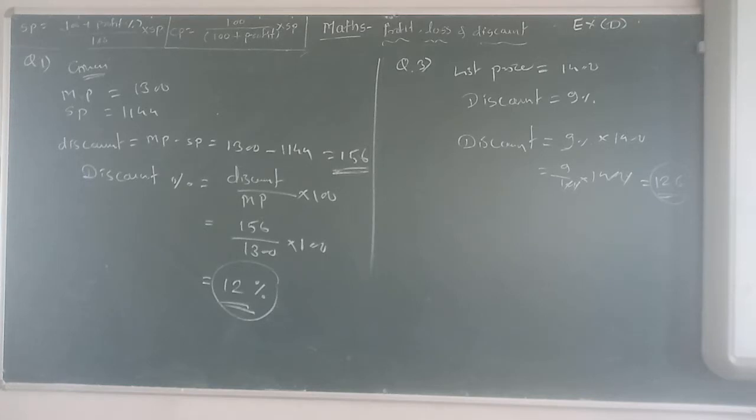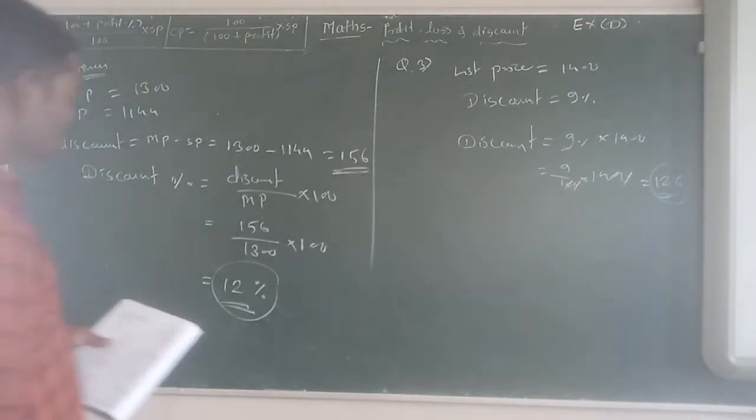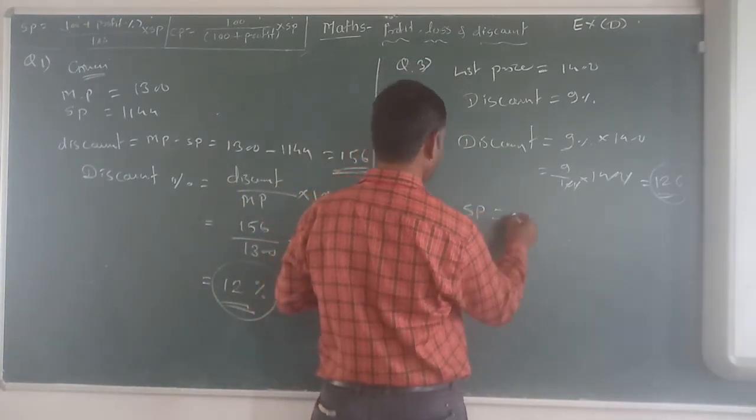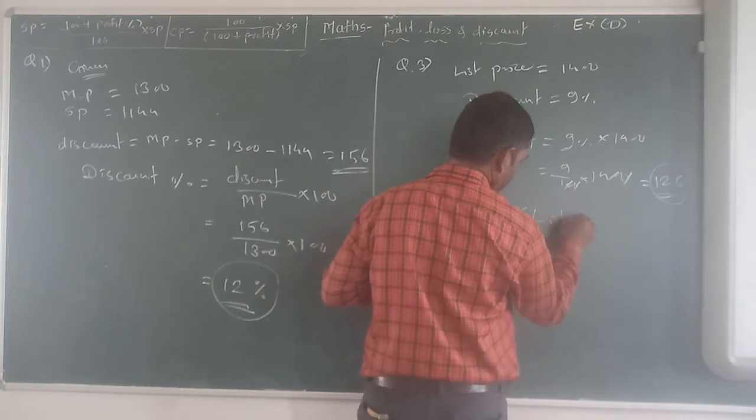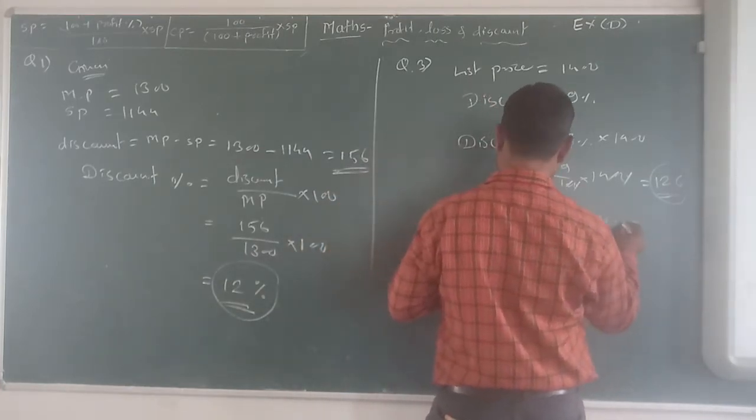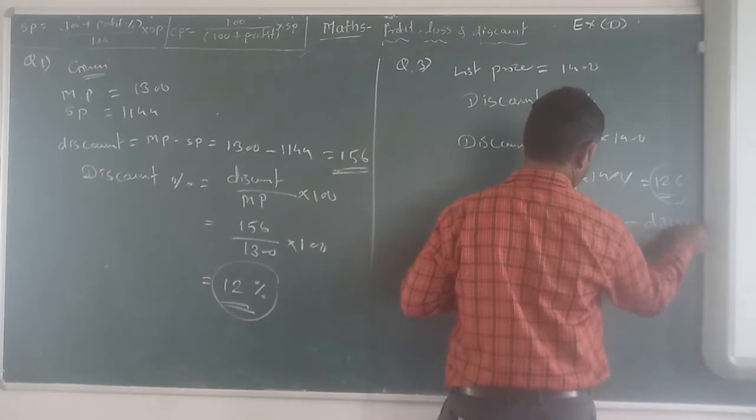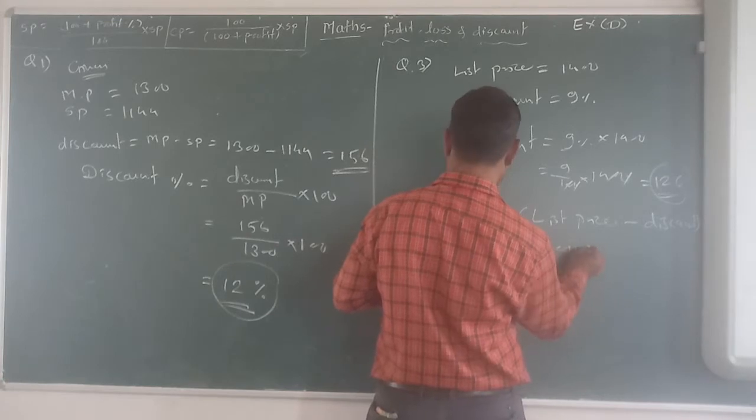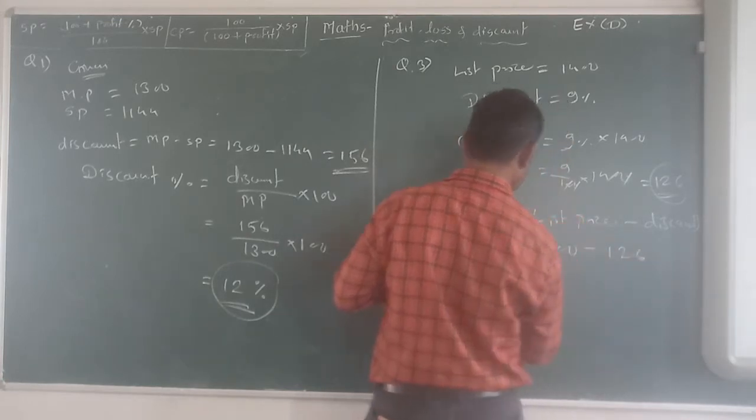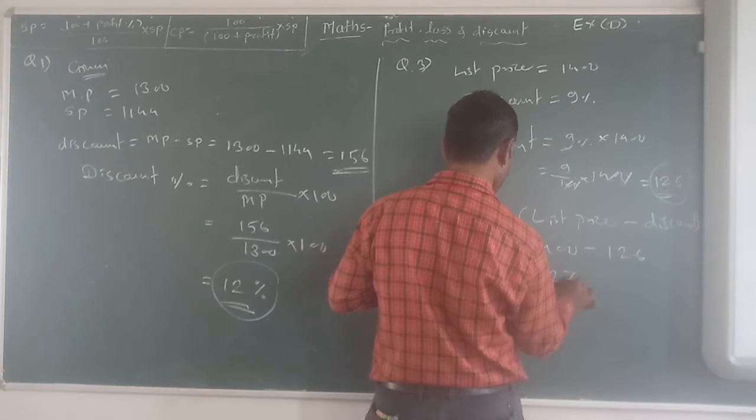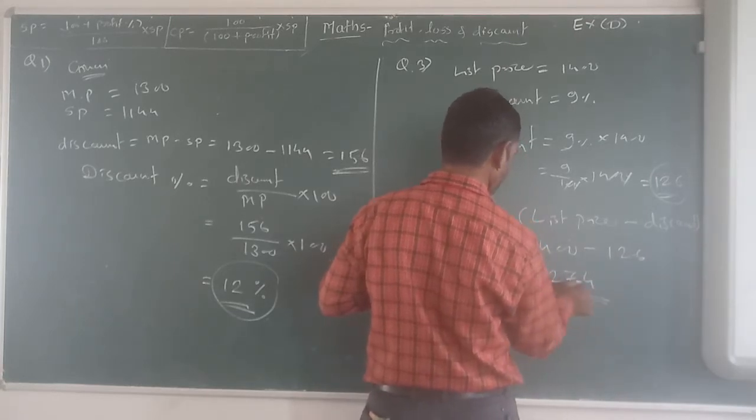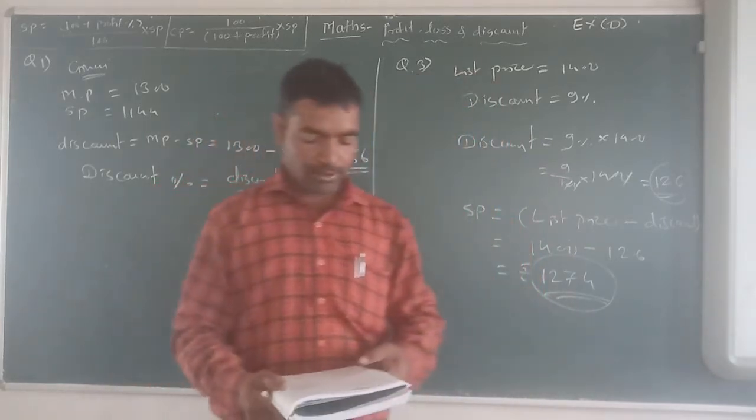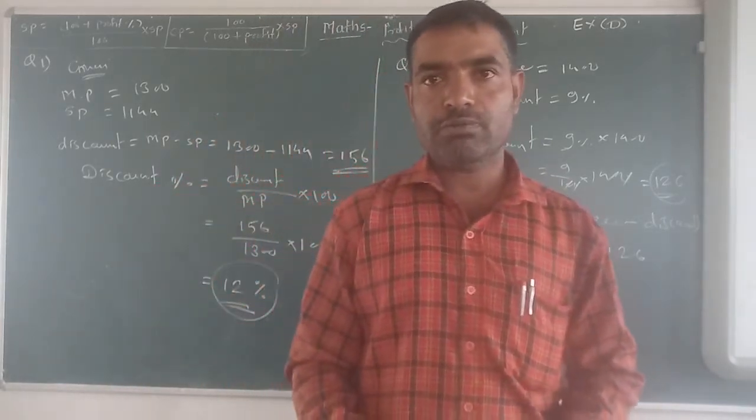So the next step: what will be the selling price? Selling price is equal to list price minus discount. List price is 1400, and discount is 126 rupees. So here it will be 1274. So the selling price is 1274. After that we will see the next problem. Question number 5 we will see.